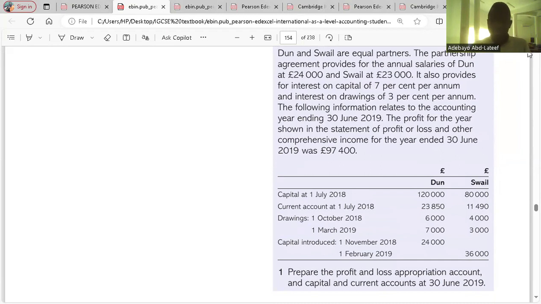So 31,480, we have to add interest on drawing. Note, for profit appropriation accounts, profit for the year, you less interest on capital, you less salary, you add interest on drawing, because interest on drawing is an income for the partnership. So we have 600. So 600 plus 31,480 gives us 32,080. So our residual profit is 32,080. So this is the amount that Dawn and Swale will share in terms of their partnership deed for profit.